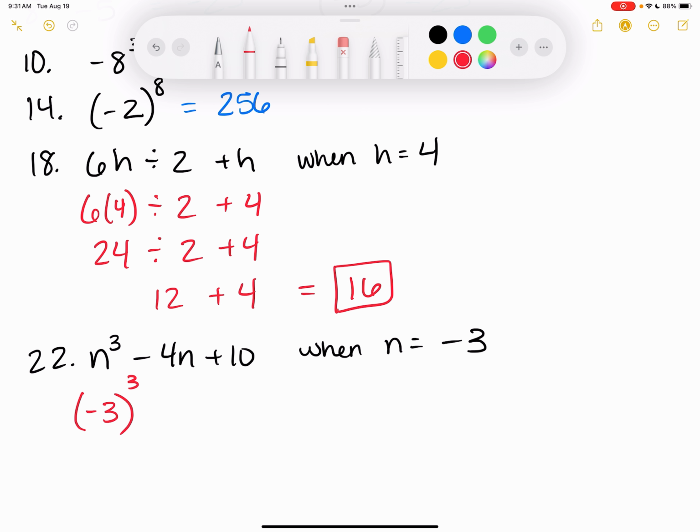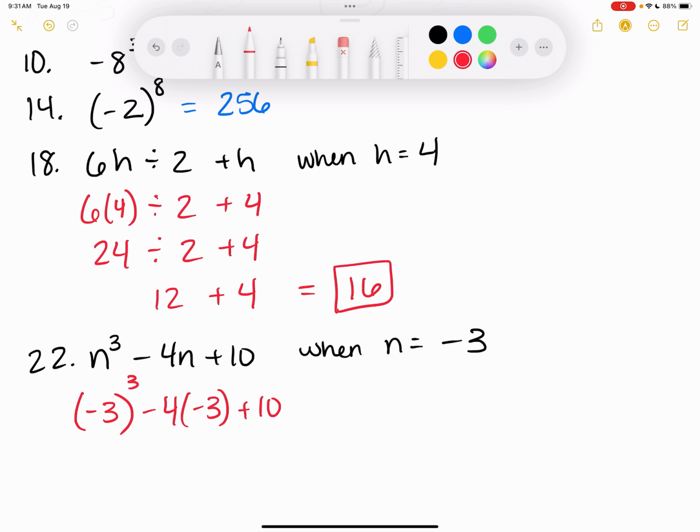This is, again, not so much an issue because it's an odd power, but if it was an even power especially, I'd need to be careful to put the parentheses around that whole thing. And then minus 4 times negative 3 plus 10.